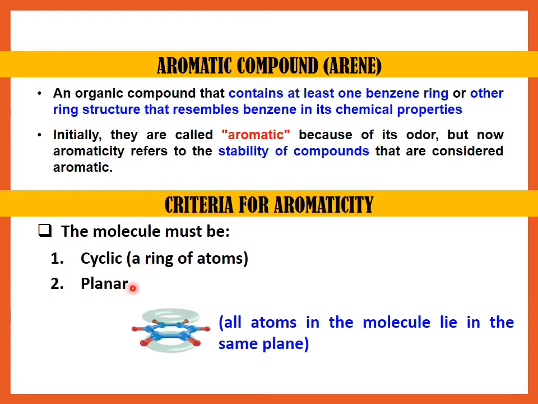And then number 2, the molecule should be planar. Planar means that all atoms in the molecule lie in the same plane. Maksudnya dia macam rata kelas. Macam you all tengok piring, macam tu lah you tengok benzene ring sebenarnya. Dia lepeh rata. Okay.